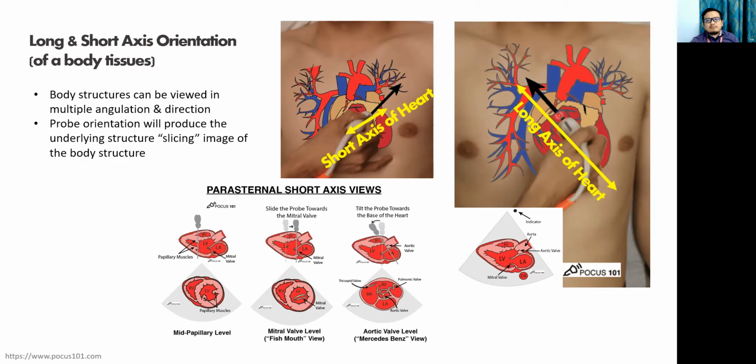From the apex to the base is the long axis. For the short axis of the heart, you can have multiple views by moving the ultrasound probe in the craniocaudal direction, and even by tilting the probe to see different structures, such as the aortic valve and also the papillary muscles area.